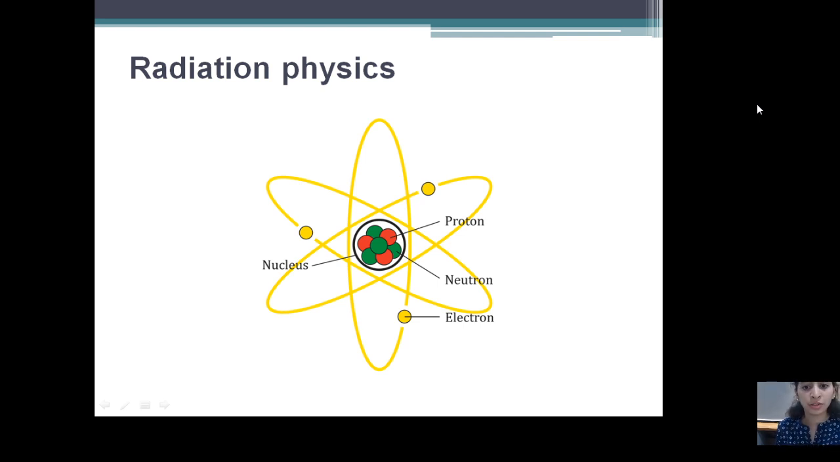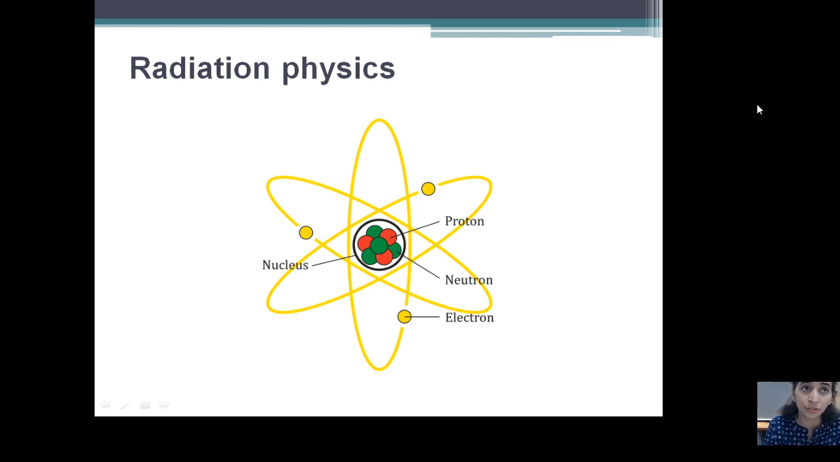An atom consists of protons, neutrons, and electrons. In the nucleus we have protons and neutrons, which are surrounded by electrons in their orbits. Okay, so this is the structure of an atom, and in a stable atom the electrons surround the nucleus and there is no release of the electrons.